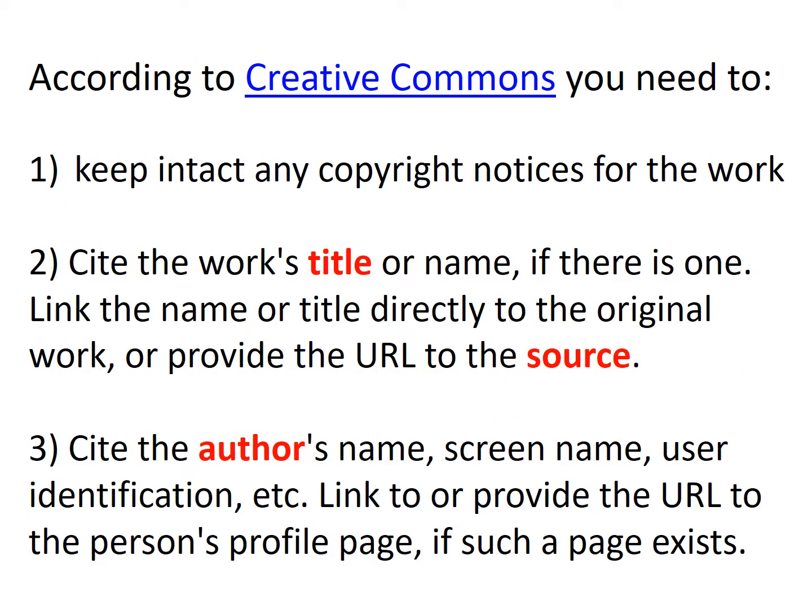According to Creative Commons, you need to, first, keep intact any existing copyright notices for the work. Second, cite the work's title or name if there is one. Some works are untitled. Link the name or title directly to the original work, or provide the URL to the source. Third, cite the author's name, screen name, or user identification. It is nice to link to or provide the URL to the person's profile page if such a page exists.